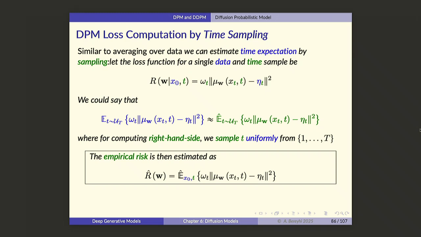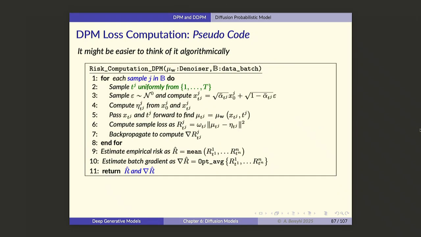Questions? Okay, so if you've got no questions, then I guess this is the last thing that might be a bit unclear for you, and this is going to be the way that you're going to compute the loss, right? So say you have some data batch B, you have one denoiser mu, so you're going to sample one sample from your batch, so this is one data sample. Then once you have this data sample, you're going to sample one time instant, randomly from 1 to T, just randomly, you put in a random generator and it's going to sample for you, right? Now that you have this random time, you have both the time tj and the sample j.